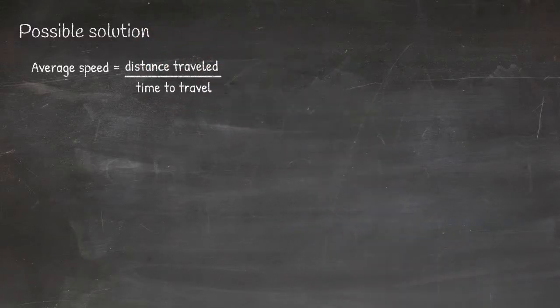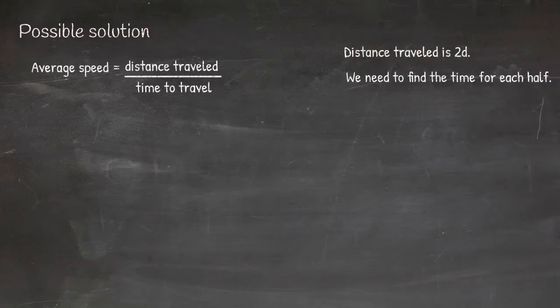What we need to do is use the equation we have for average speed, which would be the distance traveled divided by the time it takes to travel that distance. Now, in this particular problem, I'm going to set up the distance traveled to be 2d, twice d. That will make sense later on when we start manipulating the equations, why I chose 2d for the total distance instead of just d. What we need to find then is the time to travel for each half of the trip. We're going to do that by just rearranging this equation for time. Time is the distance you travel divided by the speed you're going.